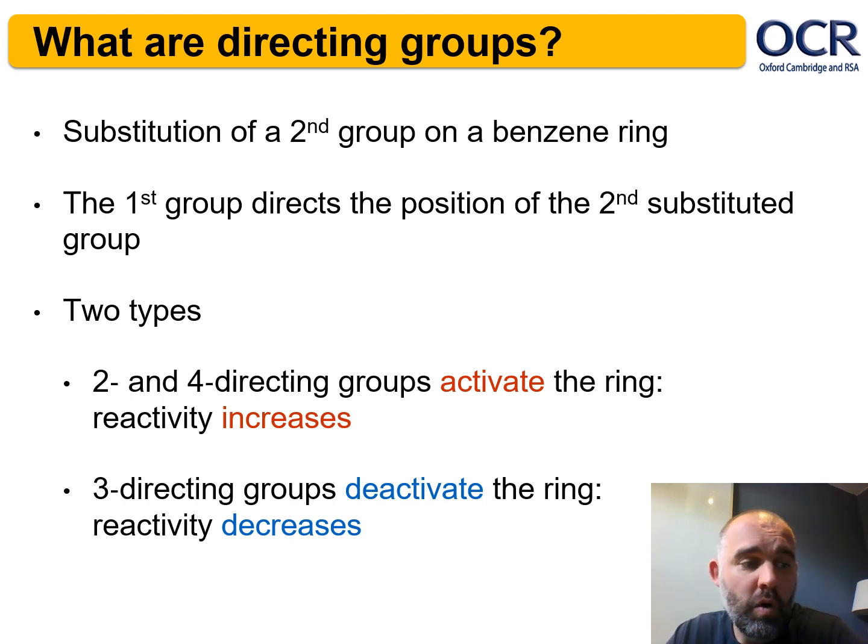So there are two types of groups that can already be on the benzene ring, and they affect the way the benzene ring reacts and where the groups go. Those two types of groups are called 2,4 directing groups. Okay, and they activate the ring. They're electron donating. Okay, they donate electrons to the ring to make it more reactive. And the other ones are 3 directing, and they make the ring less reactive. Okay, they're electron withdrawing groups. So they actually take electrons out of the ring. So there are a few you need to know. We'll look at how they work.